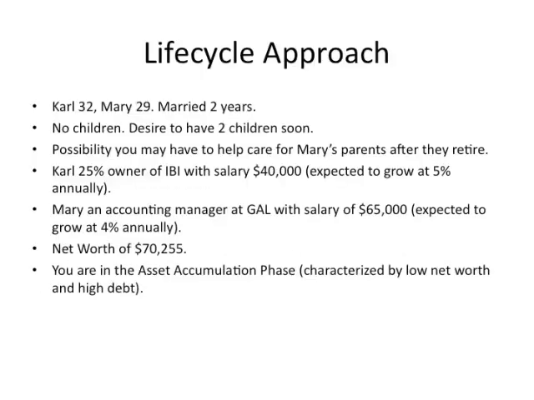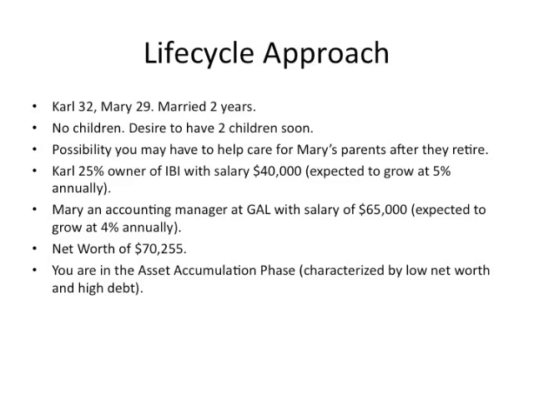This is the life cycle approach I had mentioned. In it, we look at where you are in the cycle of life. Now, one of the most important factors is your ages. Now, Carl, you're 32, married 29, you've been married 2 years. You have no children, but you desire to have 2 children soon. There's a possibility that you may have to care for Mary's parents after they retire. That's something we need to consider.